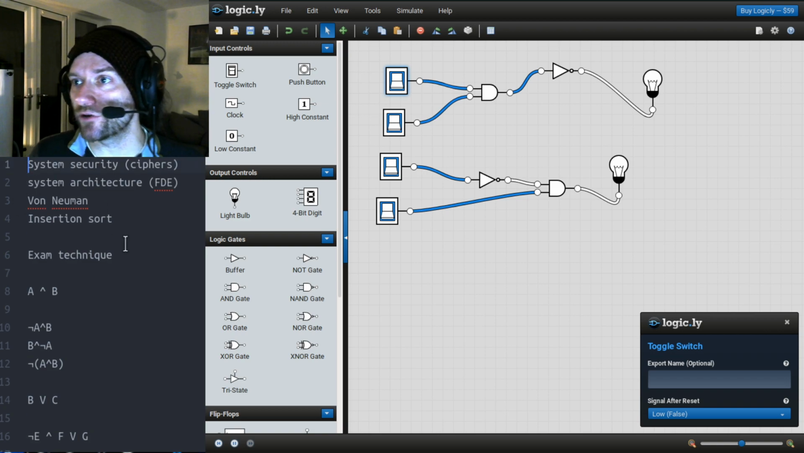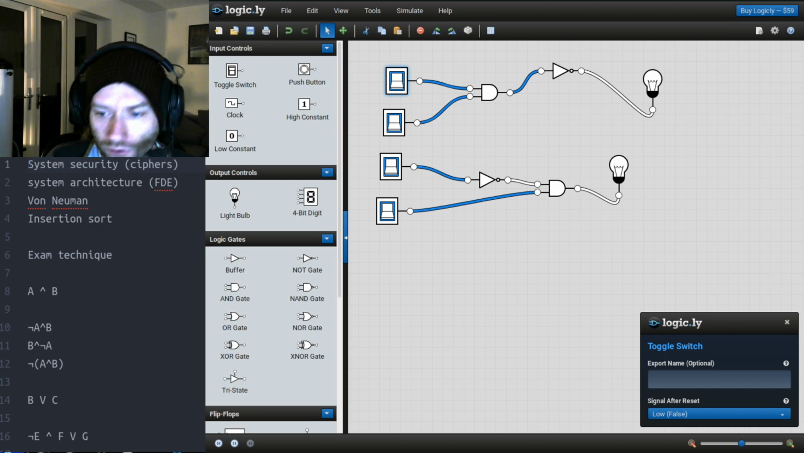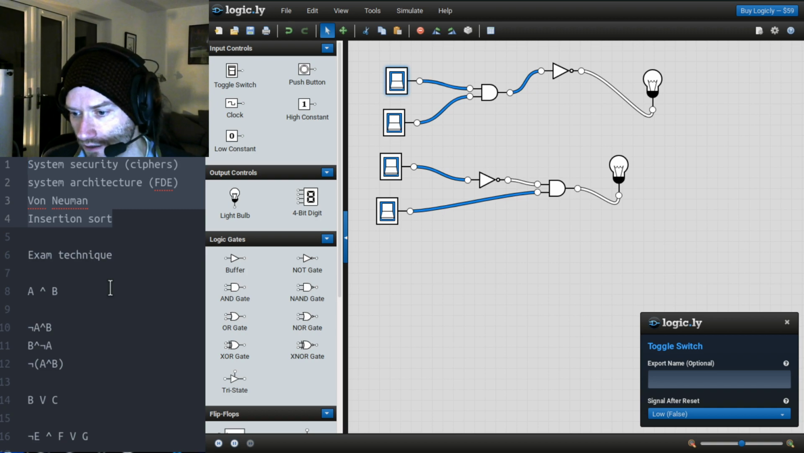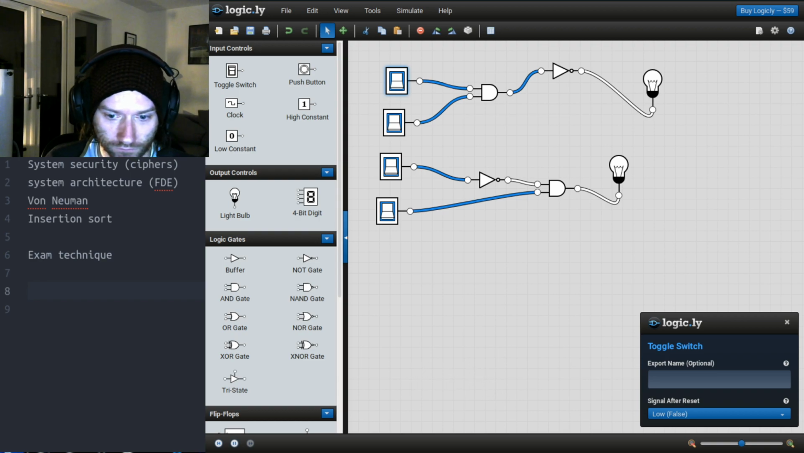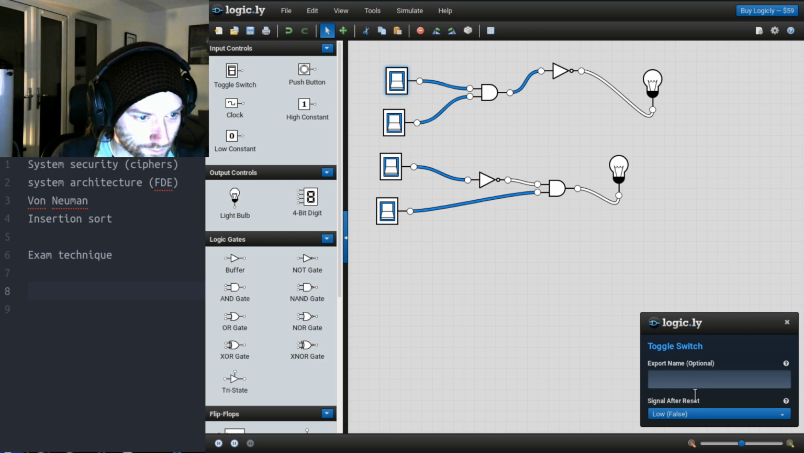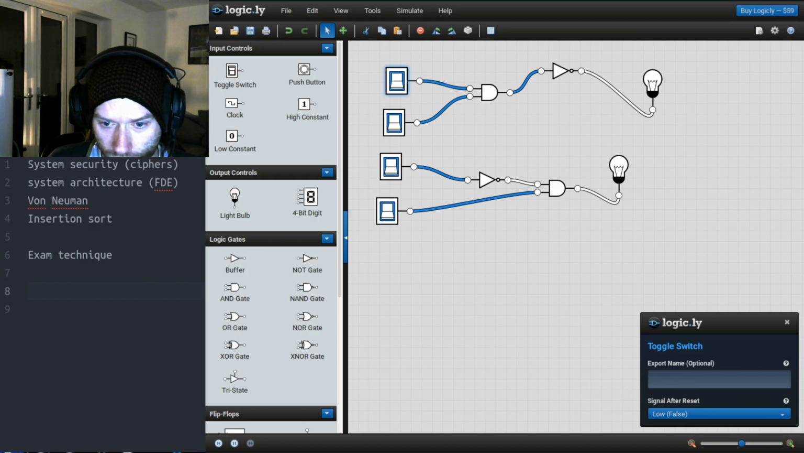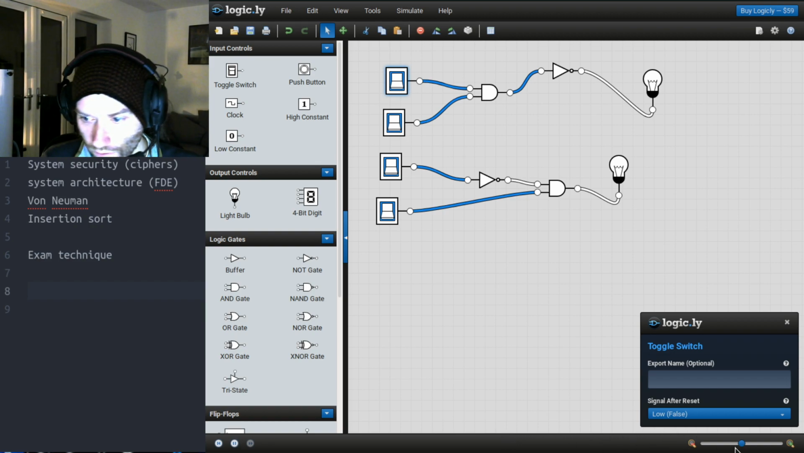What's next? So what's the time? It is currently 7:35. We've gone on way longer than I expected, but never mind. It's all good. So, right, out of the ones that are left on here, we've got System Security, System Architecture, von Neumann stuff, and Insertion Sort. Which of those would you like me to prioritize? Because I'm not sure whether we're going to have time to do all of them. So, let me know. Security. Okay, cool. So security. Okay, cool.